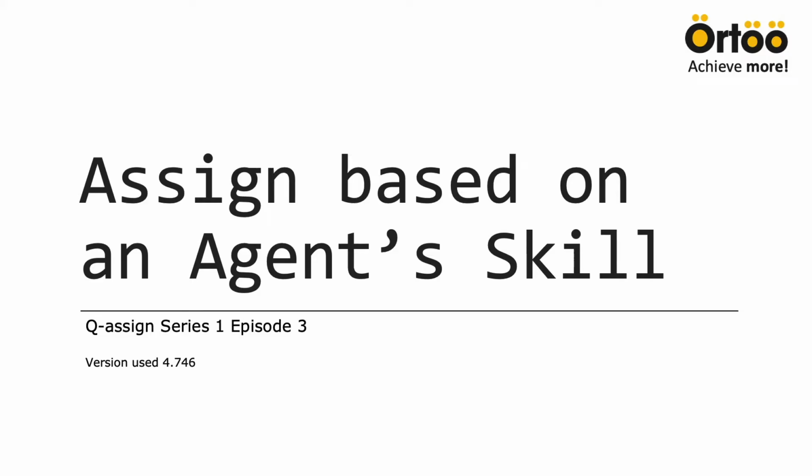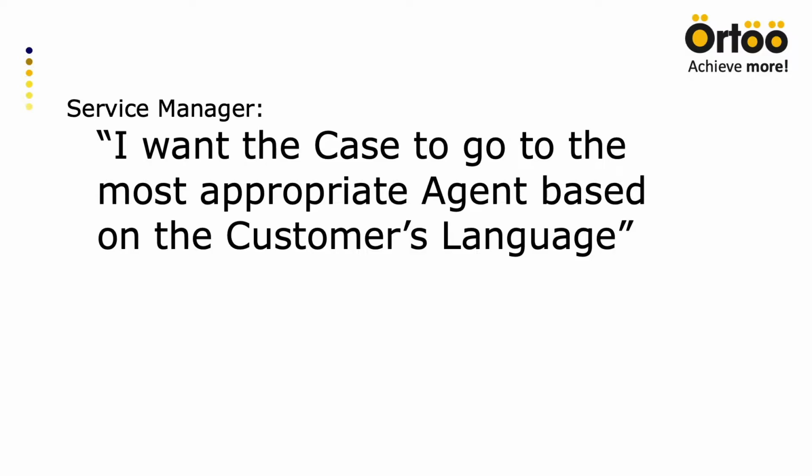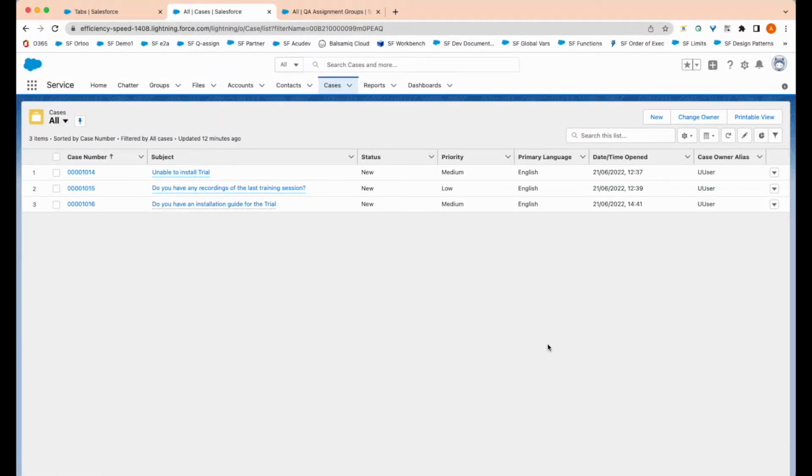Assign based on an agent's skill with QAssign. We want the case to go to the most appropriate agent based on the customer's language. On case, we have a field called primary language. We want to be able to assign based on this field.